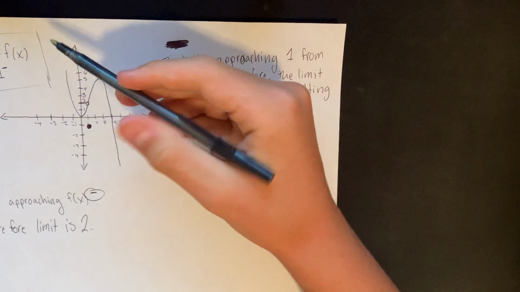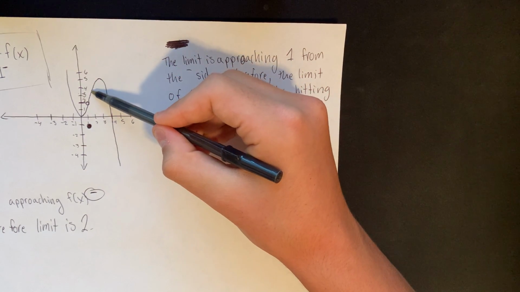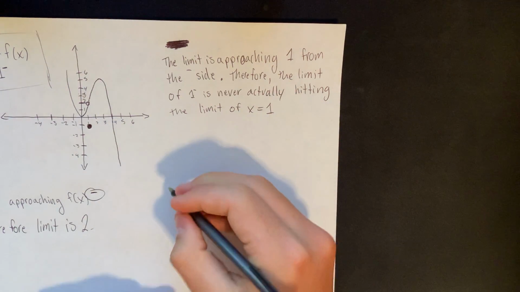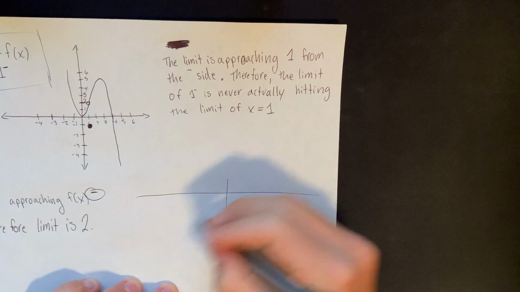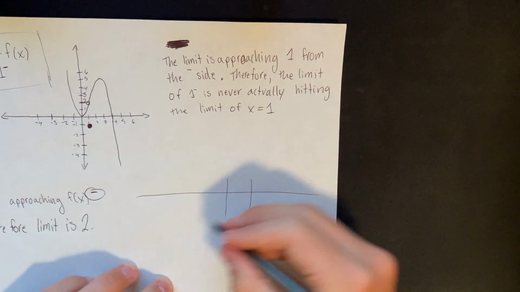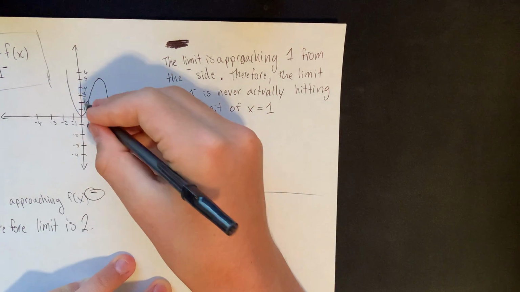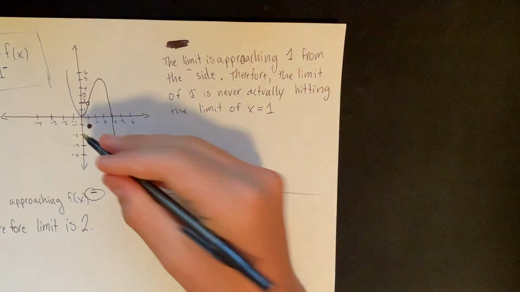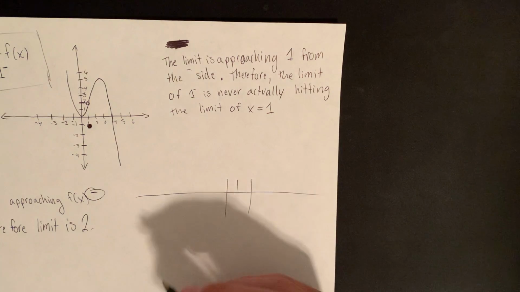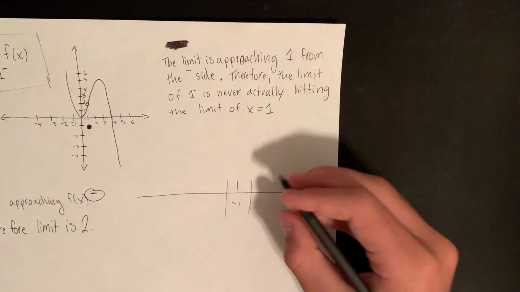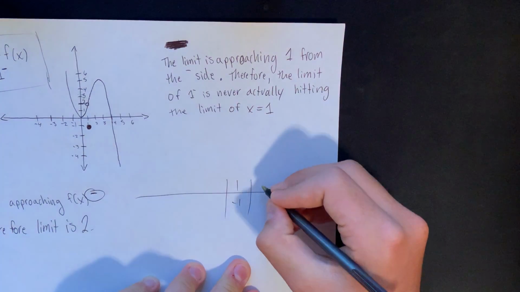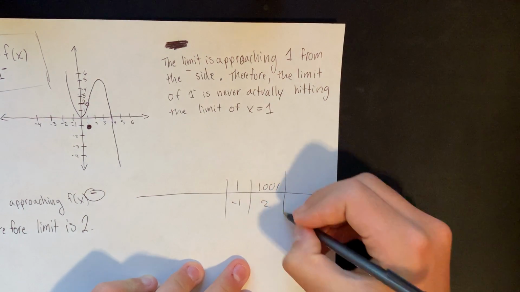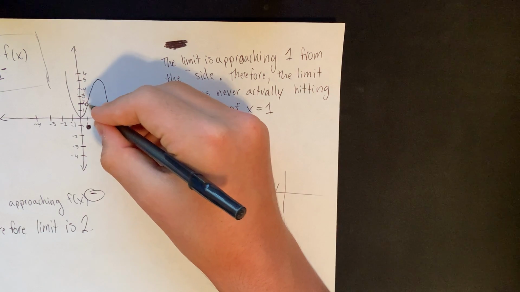And when it's approaching it, it's getting super, super close, but it's never actually touching that. You can use the table of values too to figure this out, because when x is at 1, the actual point is below the graph at -1, so you know it's -1. But right up to 1.001, the limit is going to be 2, because it's approaching it, but it's not hitting it.